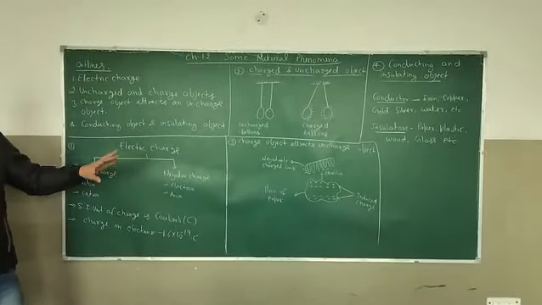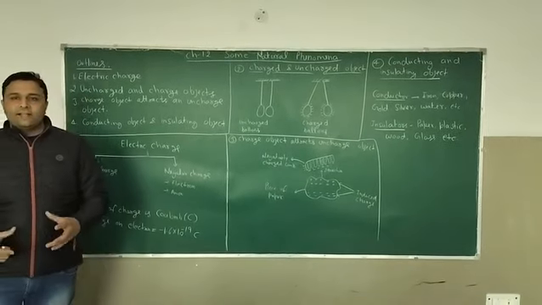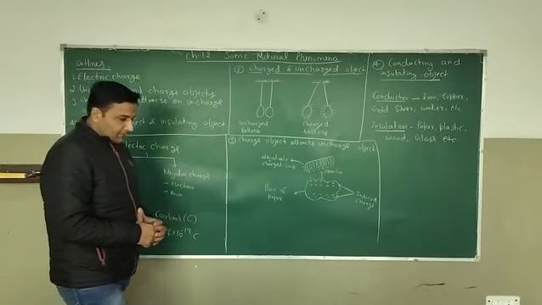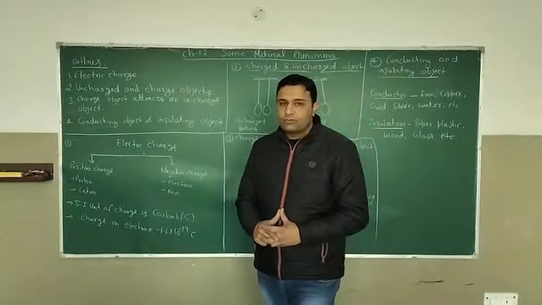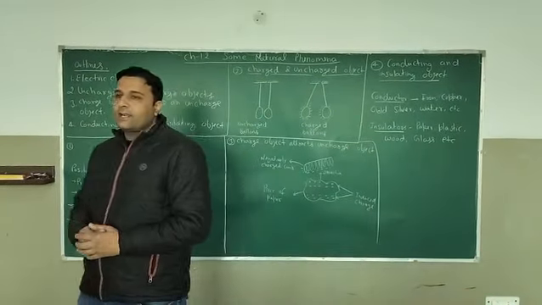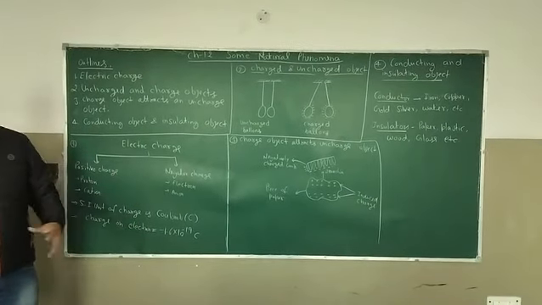Electric charge is basically divided into 2 types. One is positive charge and the second is negative charge. One of the most famous examples of positive charge is the proton, and of negative charge is the electron. Some other examples are cations for positive charge and anions for negative charge.